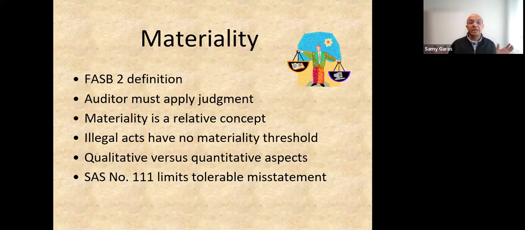So they have to set up the materiality level, and any illegal acts have no materiality threshold. It means if there is a fraud and there is an intention, then we have to investigate. But if there is an error and the error is below the materiality level, then we don't have to spend more time and effort on that.